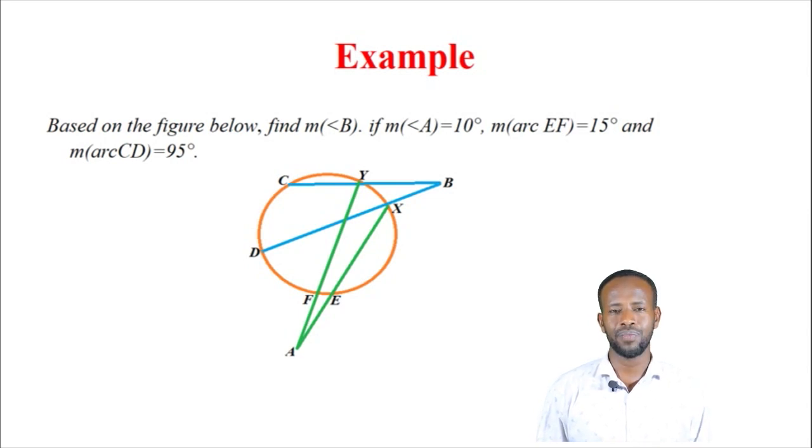We have two angles, isn't it? Angle B and angle A. Both of them are what?